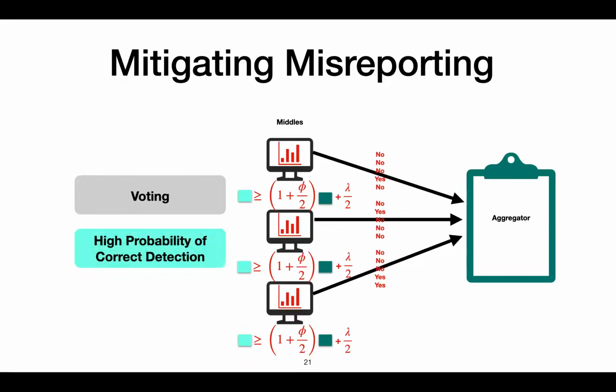The advantage of this approach is that there is now a high probability of correct detection, despite the compromised middle relays. The data size here is determined by the required accuracy of each individual middle relay's test. The operator of the algorithm can decide on the best trade-off between accuracy and data size for their use case.